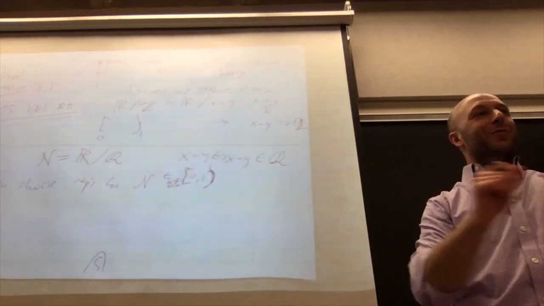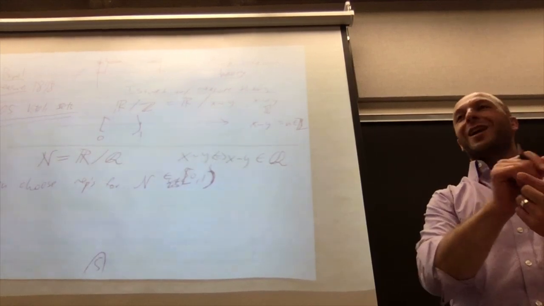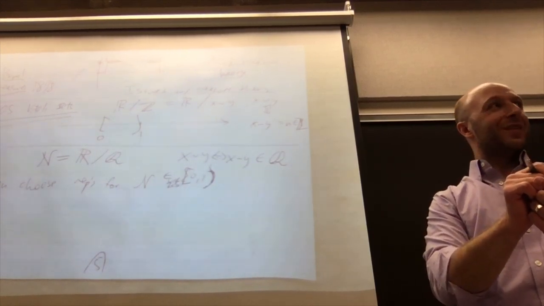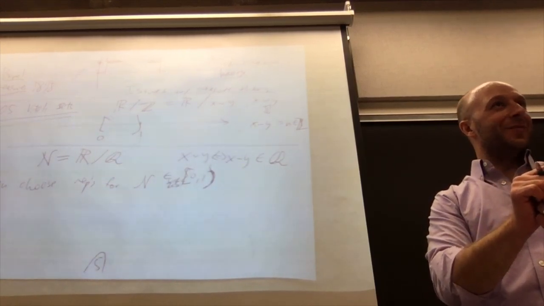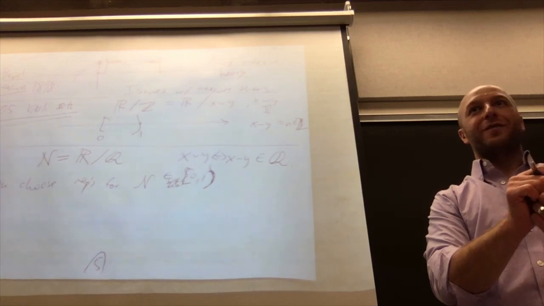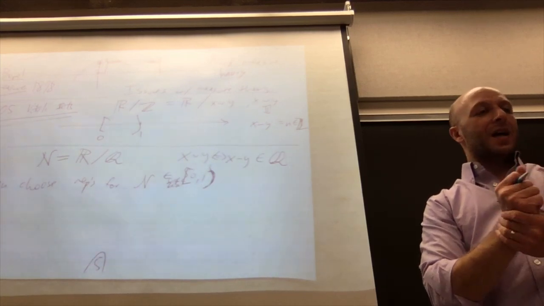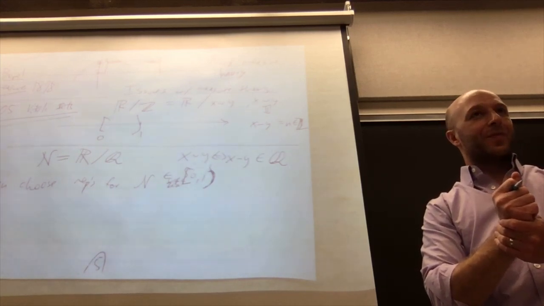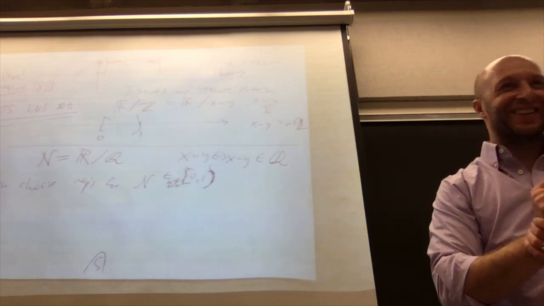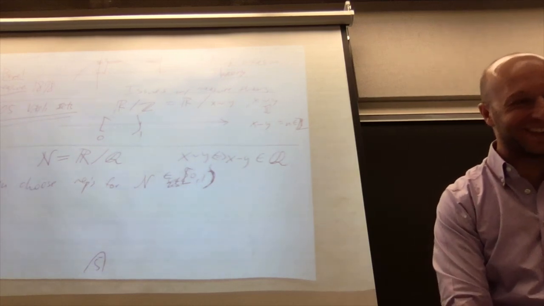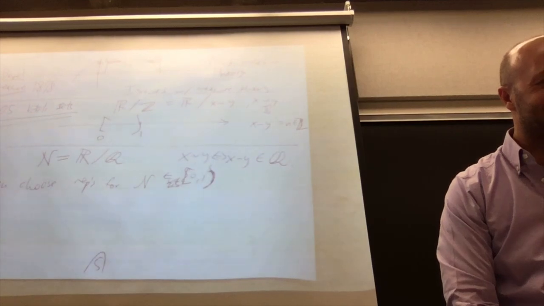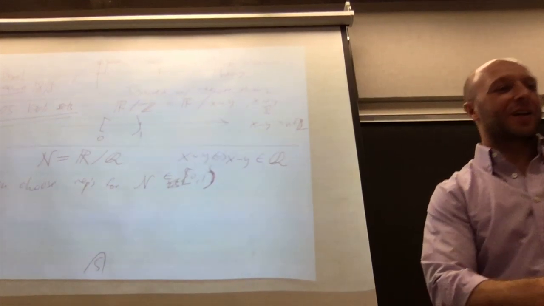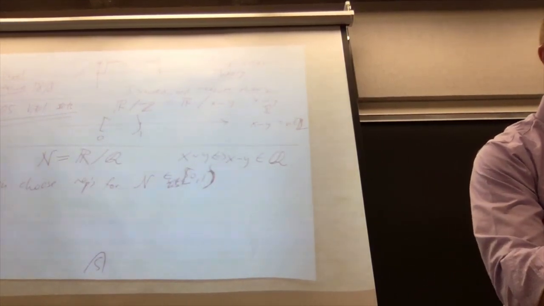I can shift not only by rational numbers, I can shift by integers, so I can certainly get it into 0, 1. That's a perfectly fine set. Axiom of choice. We're getting there. Yes, very good. So we choose these representatives, and now what?